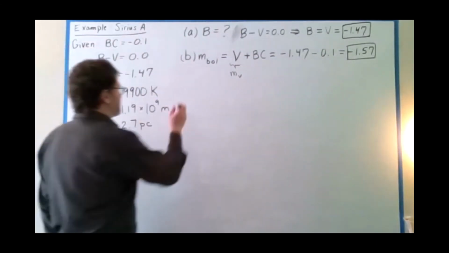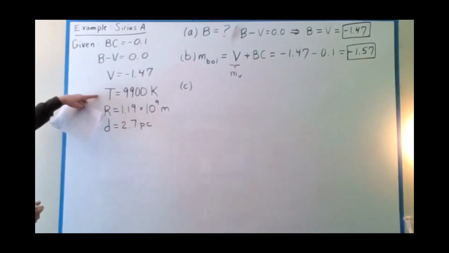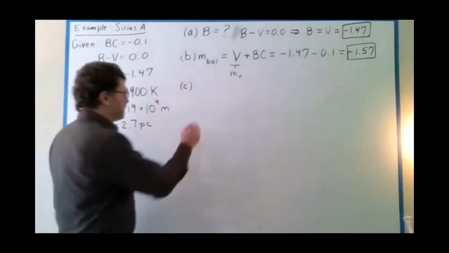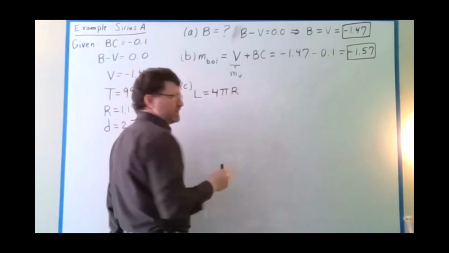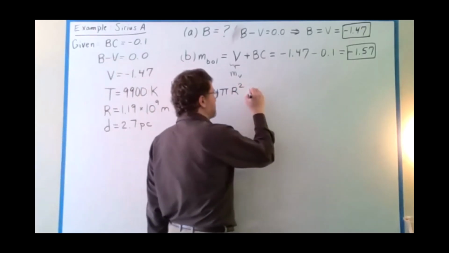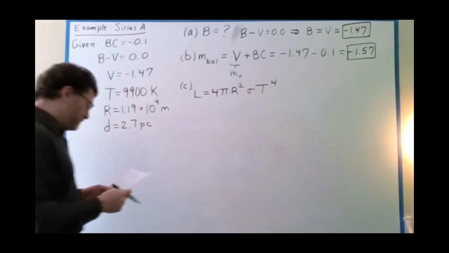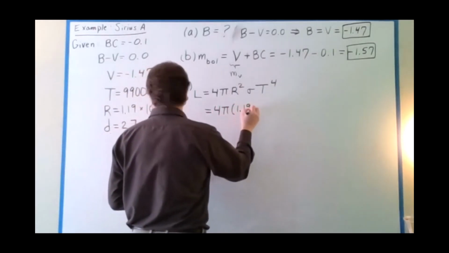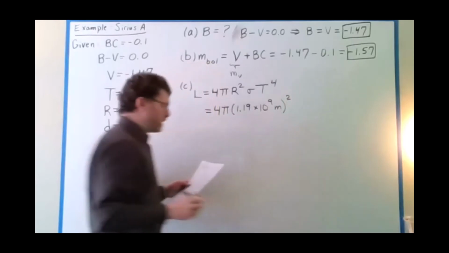Then in part C, we're asked for the luminosity. Okay, I see we've been given the temperature, that's the temperature at the surface, and the radius. So why don't we use the expression we talked about in the last class, that luminosity is flux times area. The area of the surface is 4 pi r squared, and the flux is sigma T to the 4th. And so now it has become plug and chug. We can plug in for the radius 1.19 times 10 to the 9 meters. That's going to get squared.